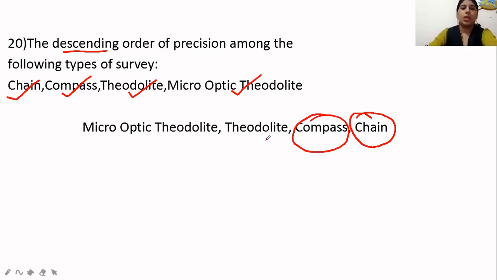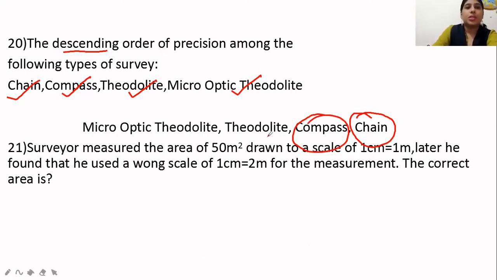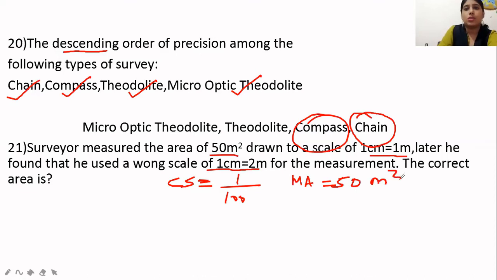Okay. Next question. A surveyor measured an area of 50 meter square drawn to a scale of 1 centimeter to 1 meter. Later he found that he used a wrong scale. The correct scale is given as 1 centimeter is to 1 meter, meaning 1/100. The measured area is given as 50 meter square. The wrong scale they used is 1 centimeter to 2 meter, that is 1/200. So what is the correct area they want to find?